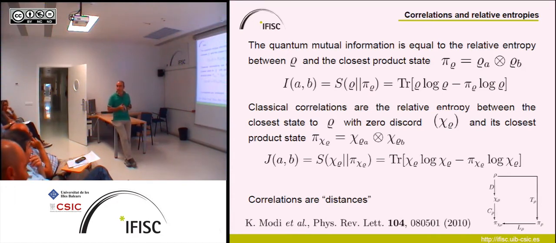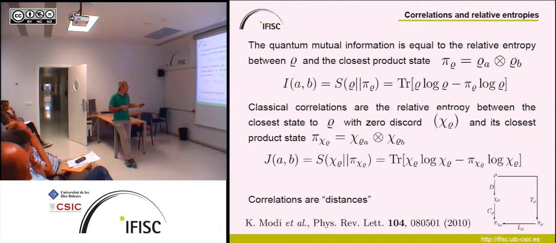There is an alternative point of view to describe these quantities I just introduced, I, J, and their difference B, related to the use of the relative entropy between two states. The relative entropy between a state A and the state B is just the trace of A log A minus B log A.